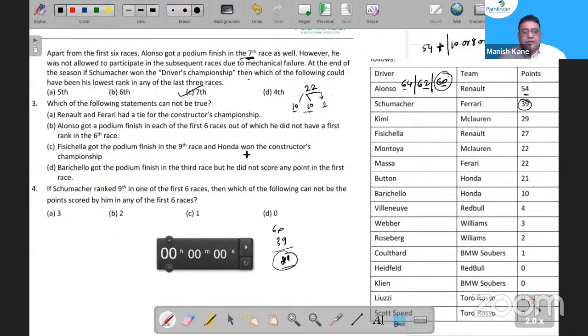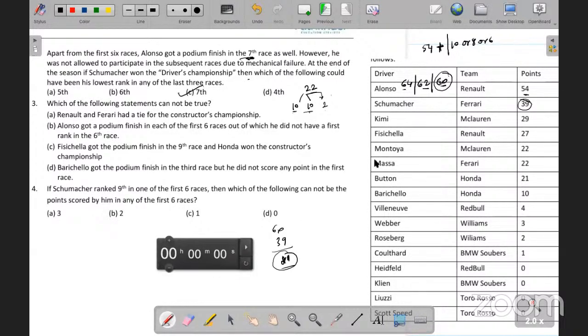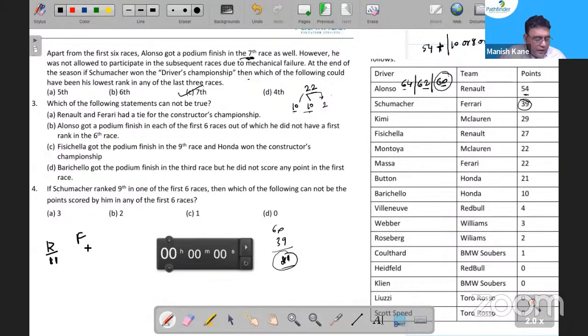Which of the following statements cannot be true? So Fisichella got a podium finish in the 9th race and Honda won the Constructors' Championship. What is Honda's total? See, can Renault and Ferrari have a tie for Constructors' Championship? Can they have a tie? What is Renault's total? Anyone who can tell me what is the total of Renault? 81. Renault has a total of 81. What about Ferrari? What is the total of Ferrari?